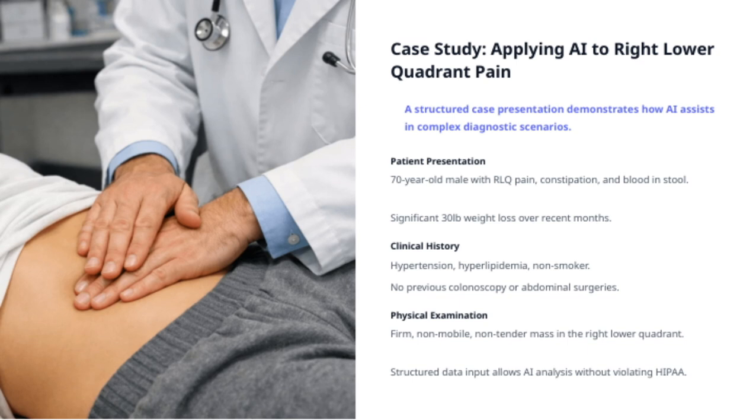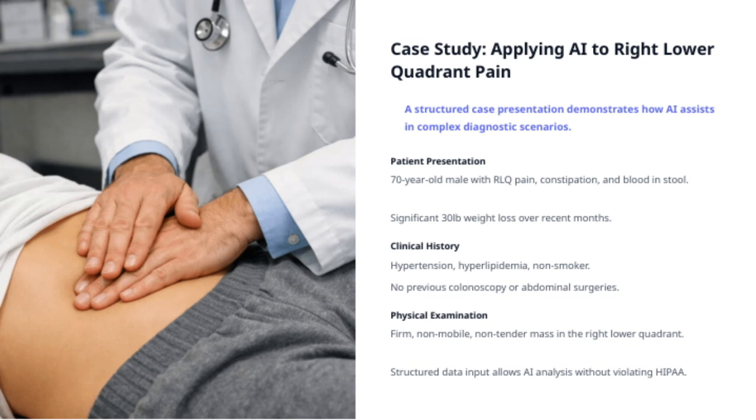Moving on to the physical examination, the patient presents with a firm, non-mobile, non-tender mass in the right lower quadrant. This finding suggests a palpable abnormality that warrants further investigation. In terms of medical history, this patient has not had previous colonoscopies or abdominal surgeries, which can sometimes complicate diagnoses. He also has hypertension and hyperlipidemia, but is a non-smoker, which helps us understand his overall risk profile.